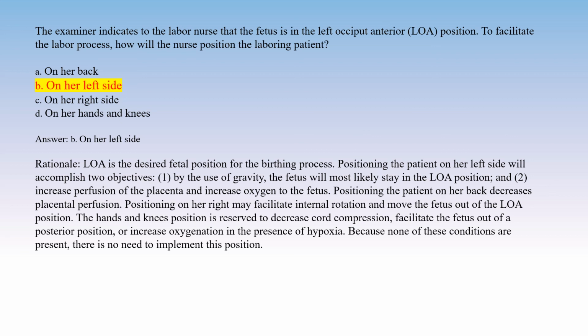Positioning the patient on her back decreases placental perfusion. Positioning on her right may facilitate internal rotation and move the fetus out of the LOA position. The hands and knees position is reserved to decrease cord compression, facilitate the fetus out of a posterior position, or increase oxygenation in the presence of hypoxia. Because none of these conditions are present, there is no need to implement this position.